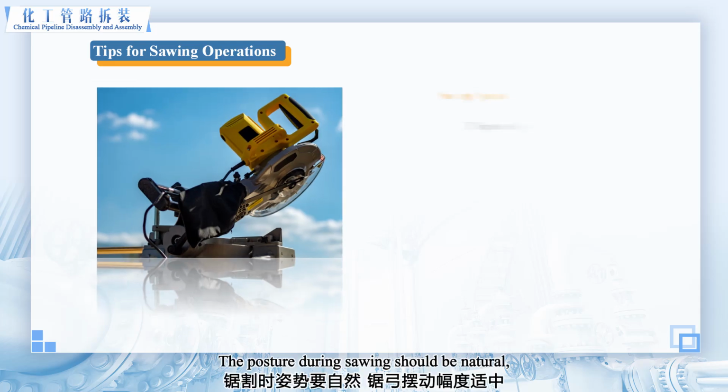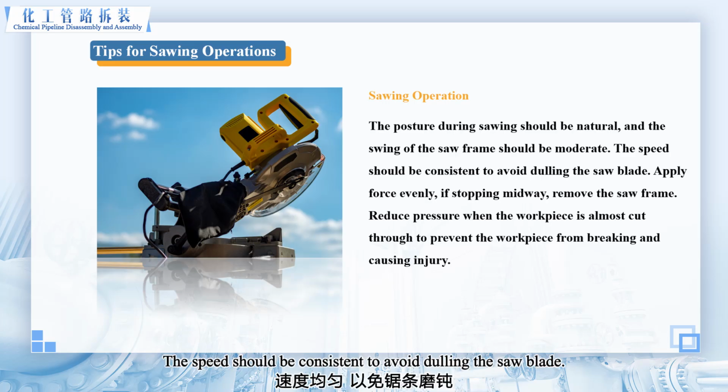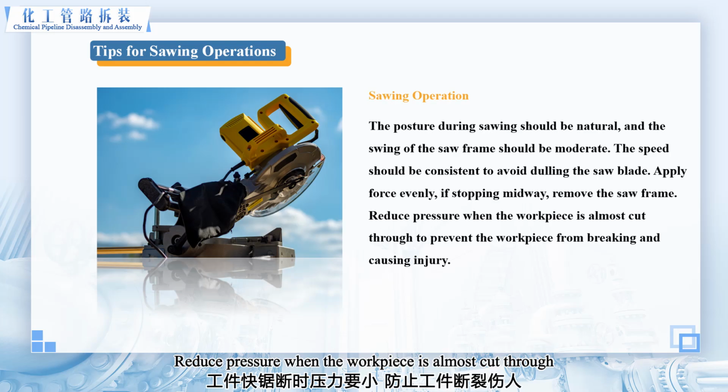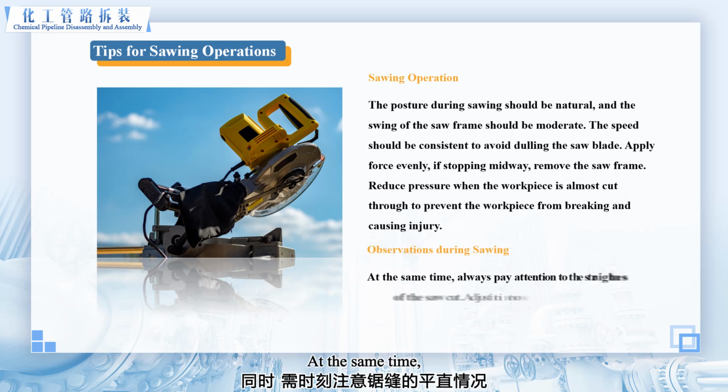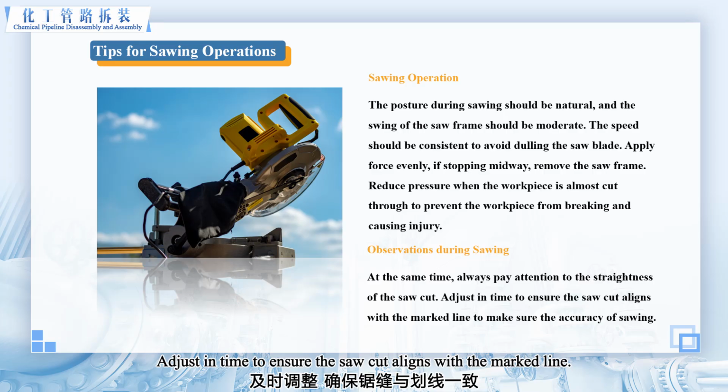Sawing operation. The posture during sawing should be natural and the swing of the saw frame should be moderate. The speed should be consistent to avoid dulling the saw blade. Apply force evenly. If stopping midway, remove the saw frame. Reduce pressure when the workpiece is almost cut through to prevent the workpiece from breaking and causing injury. At the same time, always pay attention to the straightness of the saw cut. Adjust in time to ensure the saw cut aligns with the marked line.